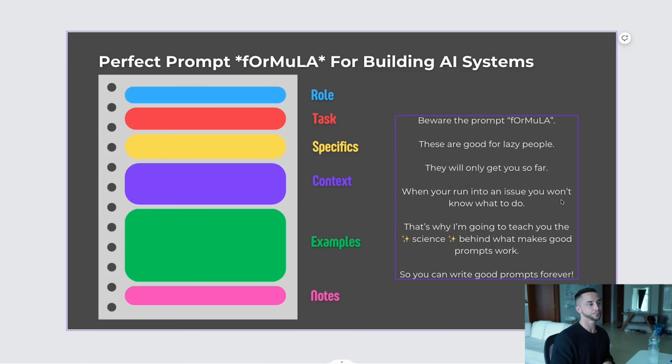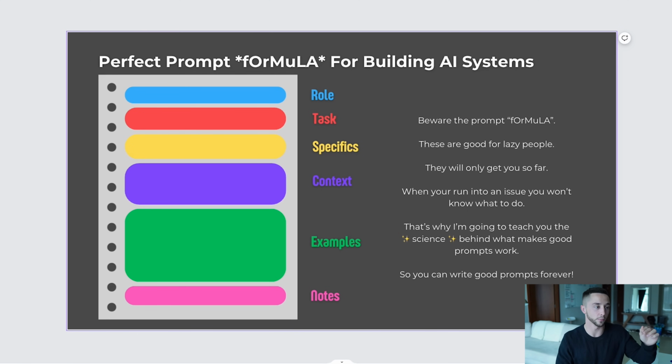Yeah, there you go. So now we get into the perfect prompt formula for building AI systems, which is the meat and potatoes of this video. Beware of the prompt formula. As I mentioned, you don't want to be the guy who relies on the formula. And while I am giving you a formula in this video, I've put it in asterisks and used capital letters so that you understand that I'm kind of taking the piss out of formulas, because what I'm teaching you is going to be the science behind them. So that if you run into an issue, you'll understand, hey, look, I can apply this technique to try and fix it. So you'll actually be able to write good prompts forever if you understand the stuff I'm going to teach and you actually absorb it.